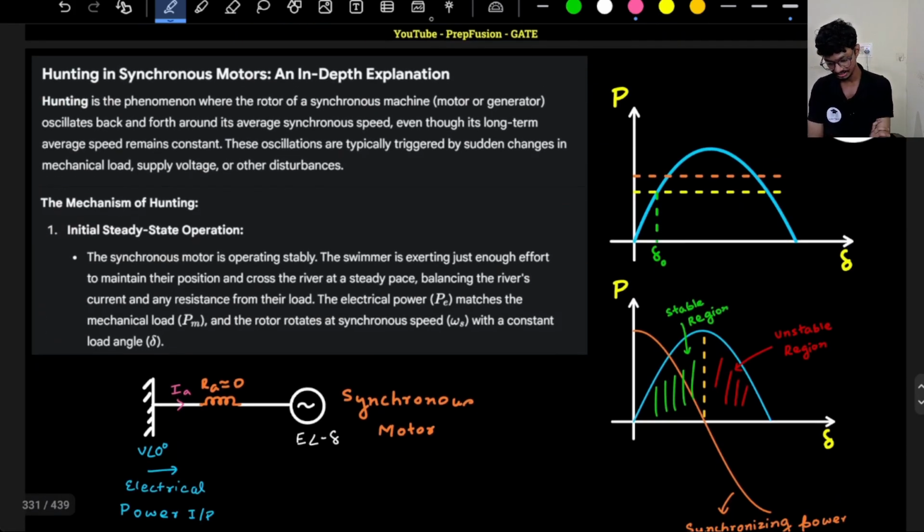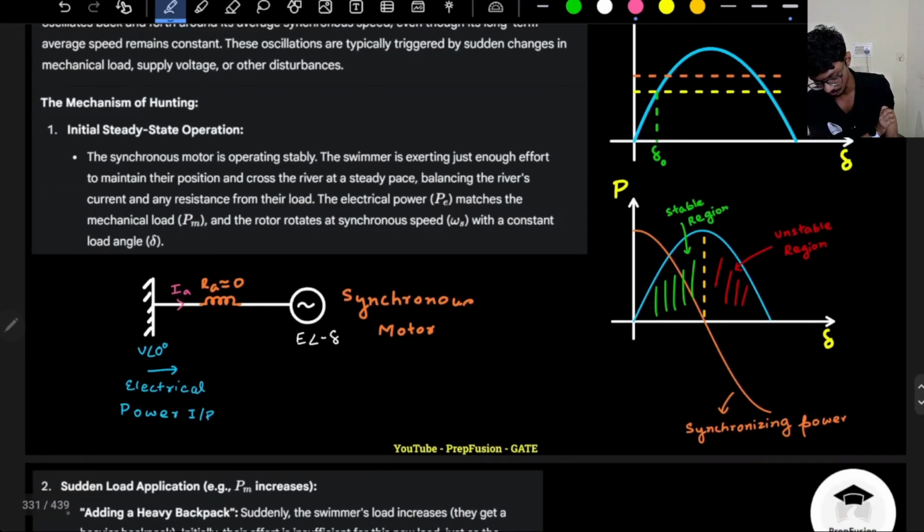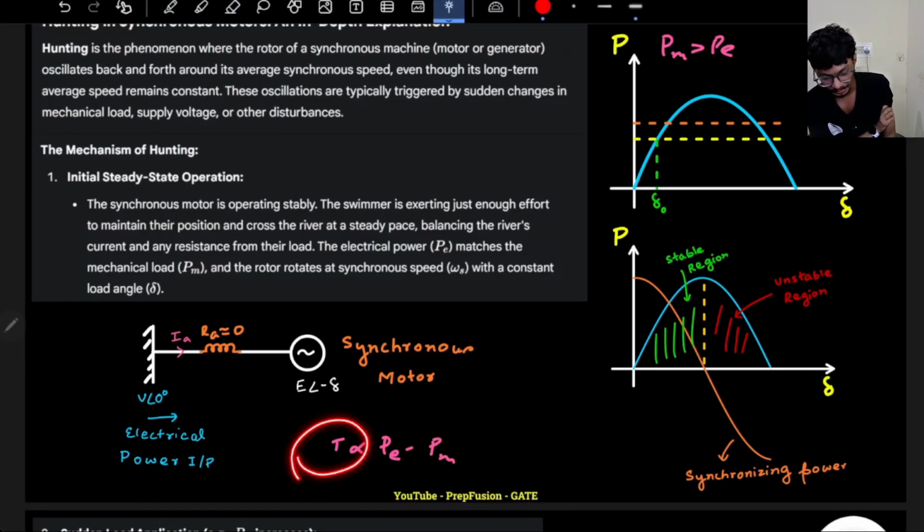Already we have discussed what happens in hunting. Initially, let's say I am at this steady state position delta naught, and suddenly I increase the load. If I suddenly increase the load, my PM is greater than PE. So the most basic equation is that torque is proportional to PE minus PM. If PM is higher, I am developing a negative torque.